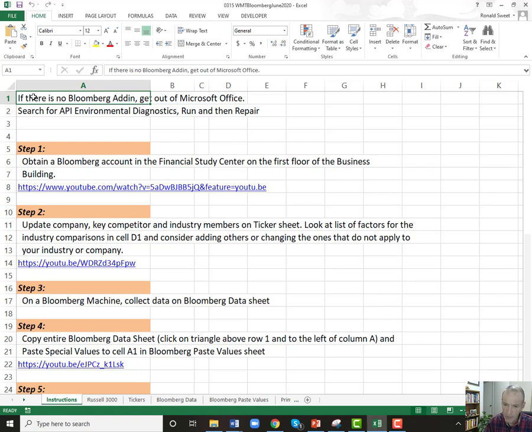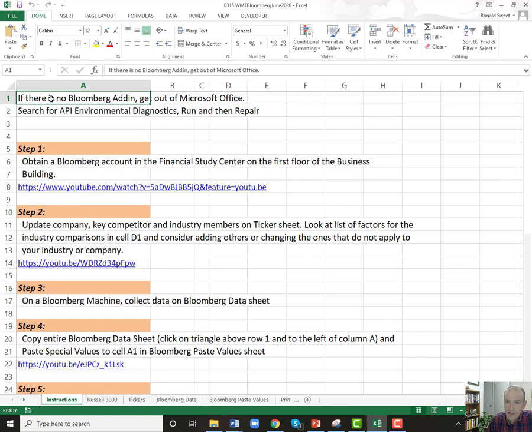So have your company open. While you're seeing me walk through Walmart, you can look at your company and compare and try to see the difference. This first part of the spreadsheet gives you instructions on how to use this spreadsheet, but I've already done all this for you.